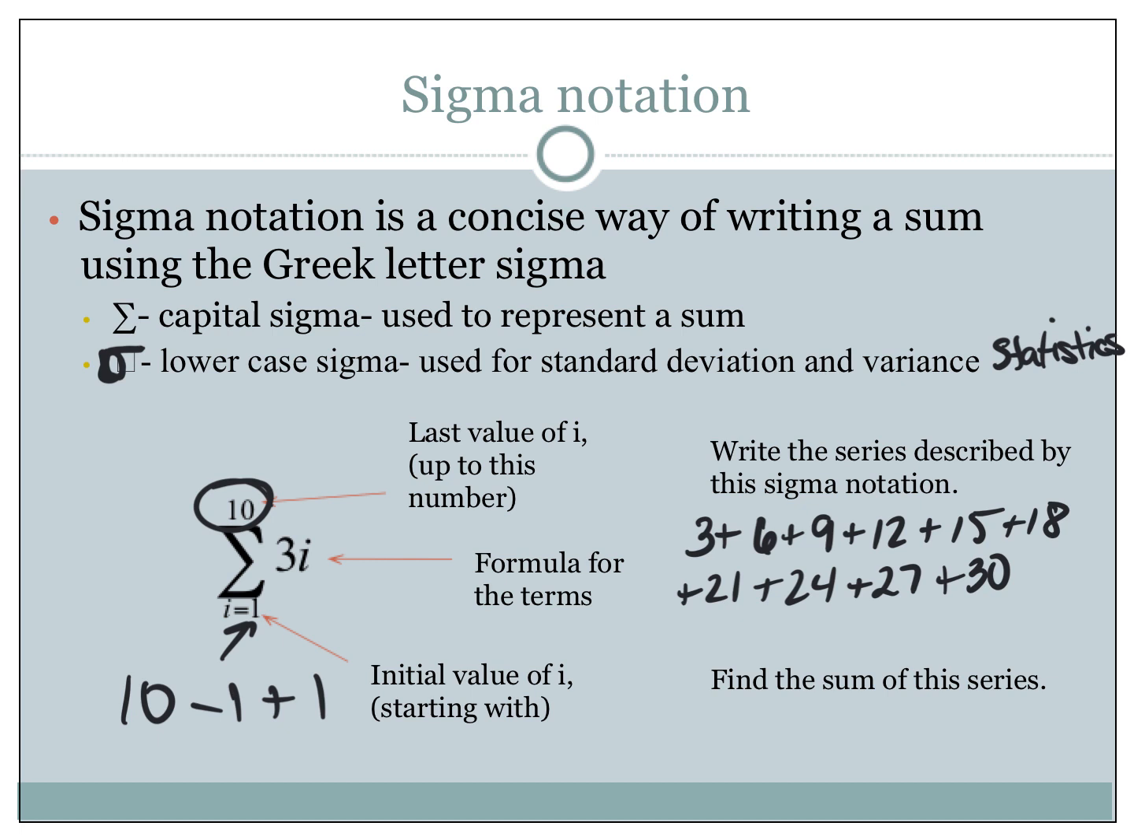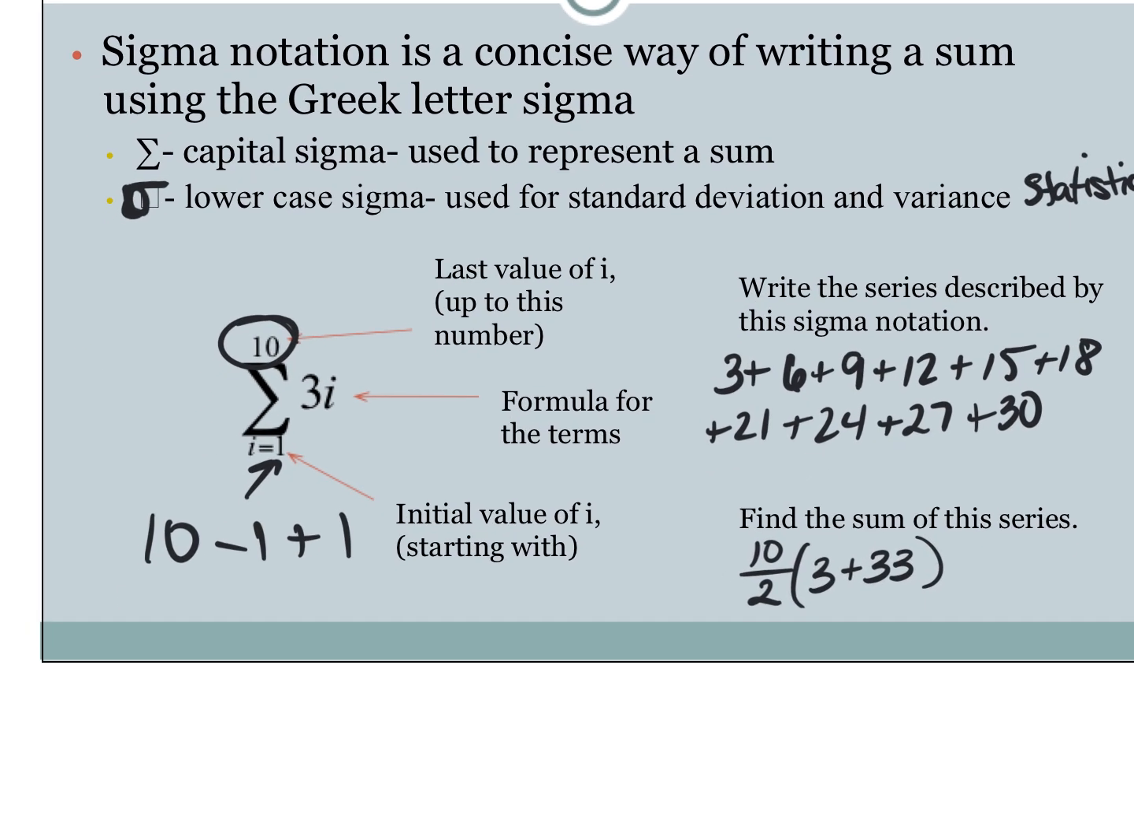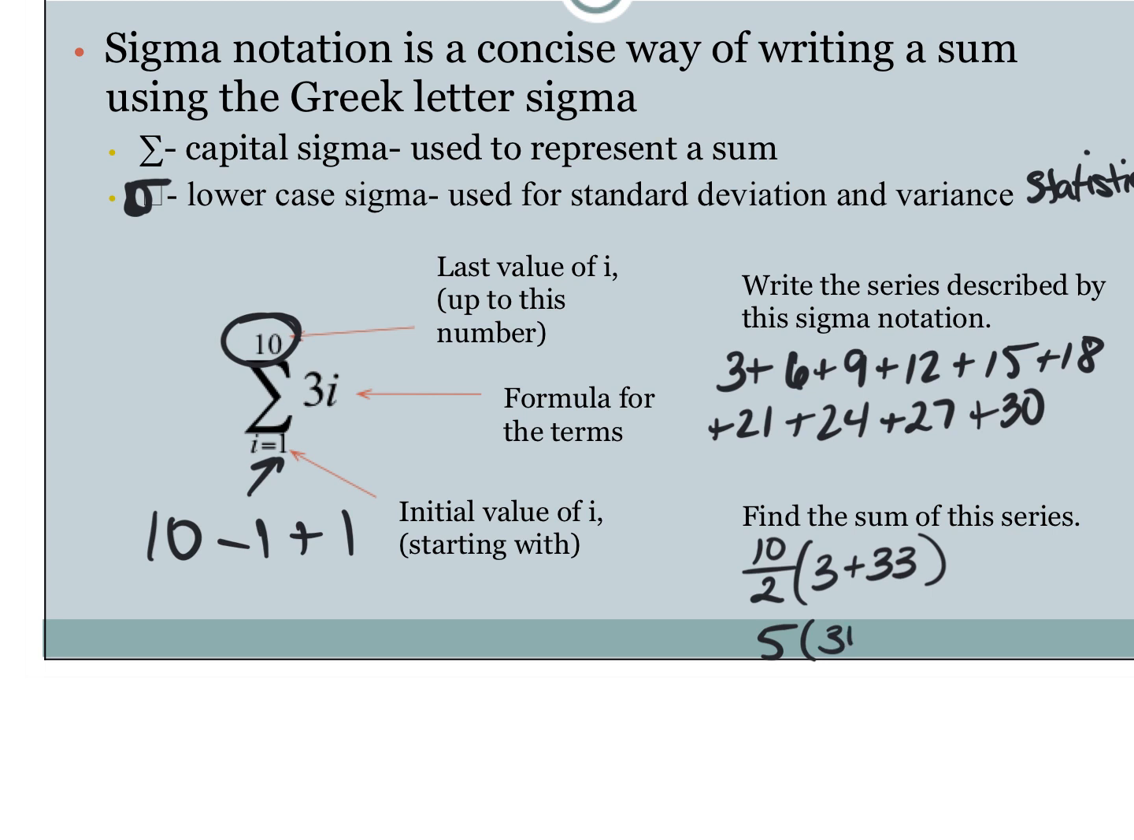And what is the sum of this series? Well, our sum formula says n, 10 over 2, first term plus the last term. So that's 5 times 36, which is 180. So the sum equals 180.